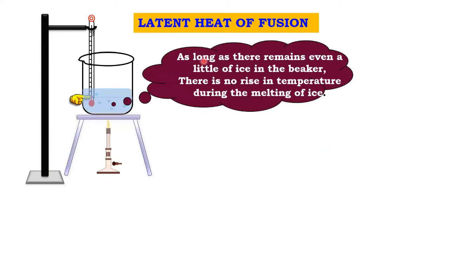Now what will happen is as long as there remains even a little of ice in the beaker, there is no rise in the temperature during the melting of ice. What you will see is that those ice cubes which were in solid state will be getting converted slowly into liquid state, but the temperature will not change. Why is the temperature not changing? Because the amount of heat energy that you're applying is completely getting used up for those particles to get far apart from each other, right? So just because of that, the temperature of the solution is not increasing.